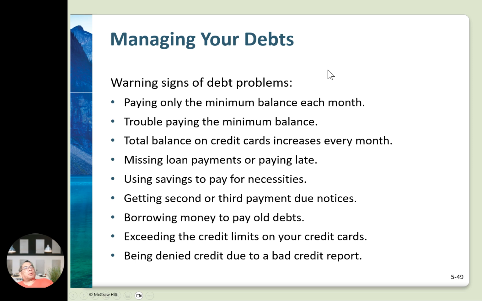And then debt, managing your debt. This is a key part. Warning signs of a debt problem: paying only the minimum balance each month, trouble paying the minimum balance, total balance on credit cards increasing every month, missing loan payments or paying late. This is a typical sign. Using savings to pay for necessities, getting second or third payment due notices, borrowing money to pay off debts, exceeding credit limits on your credit cards, and being denied credit due to a bad credit report. These are typical signs of a debt problem. So you have to manage your debt properly, guys.